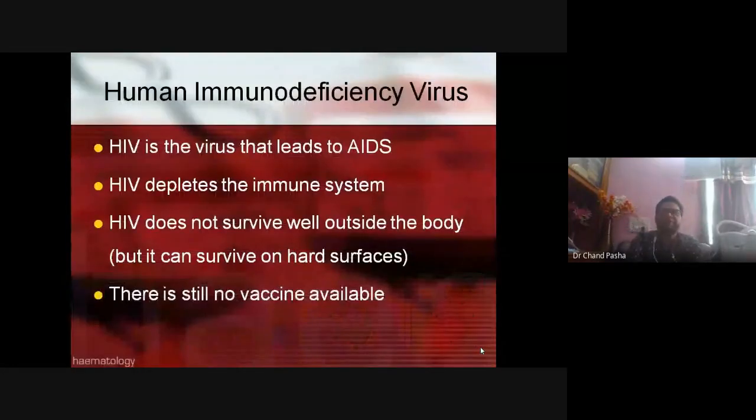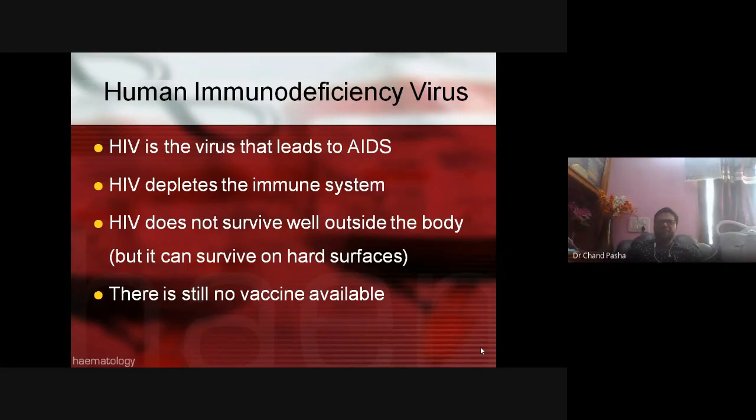HIV, human immunodeficiency virus, and the disease caused is called acquired immunodeficiency syndrome. It is not a single disease but a syndrome, a group of diseases. That's why it is called a syndrome. Basically, it depletes the immune system. It reduces T and B lymphocytes, and even the memory cells are lost because of HIV.